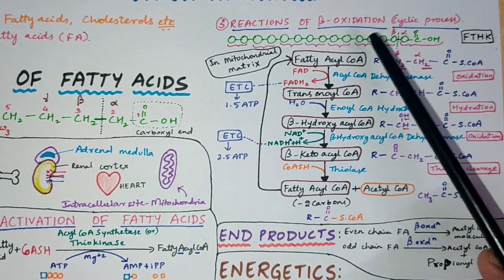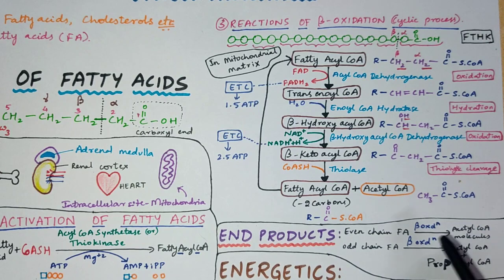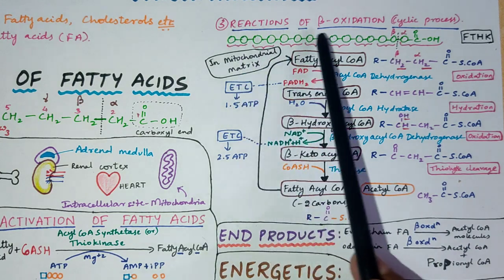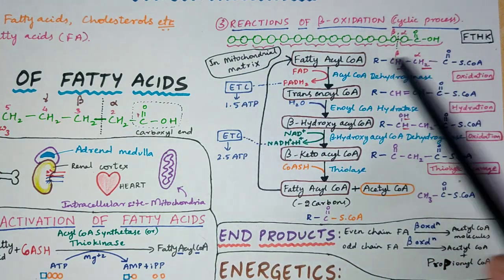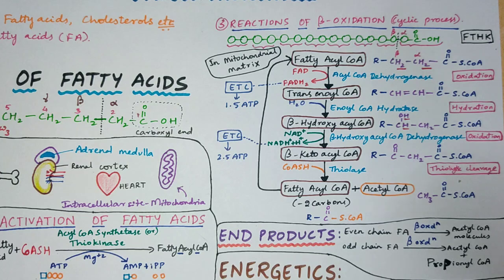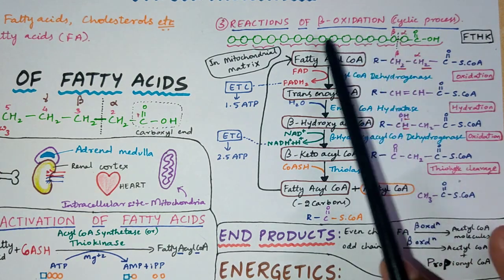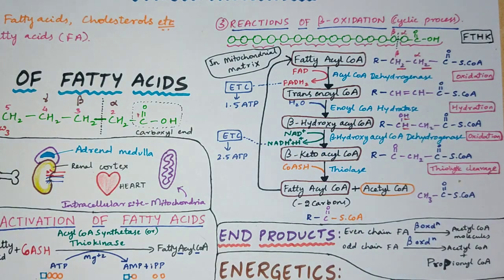When the even chain fatty acids undergo beta oxidation, we'll get acetyl-CoA molecules. If the number of carbons in the chain is even, then we'll get acetyl-CoA molecules. Here 2 carbons will be eliminated. Then we'll get all acetyl-CoA molecules.